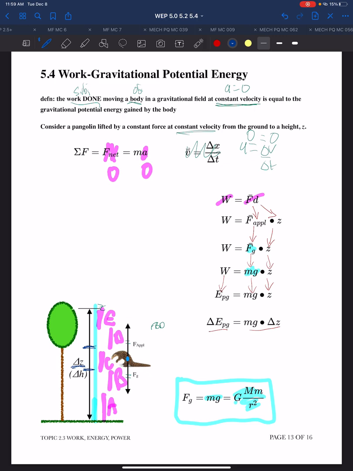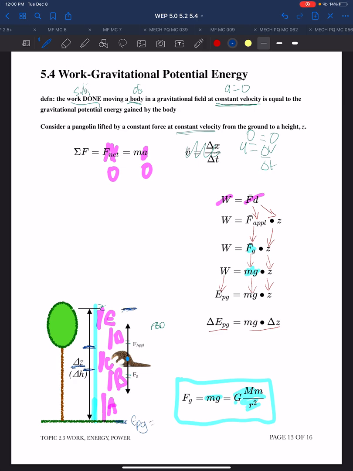And so we don't need to have a starting height of 0, just a change in height, in the very same sense that we had a change in velocity bringing about the change in kinetic energy. It doesn't matter what the initial kinetic energy is. It's the change that is the result of the work. In the same token, it doesn't matter what the gravitational potential energy is when the pangolin started to determine the change in gravitational potential energy as it reaches a height z.